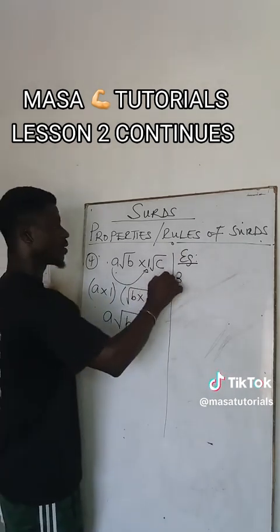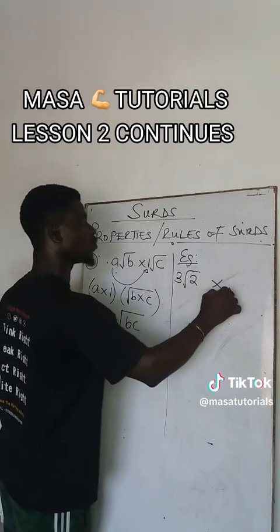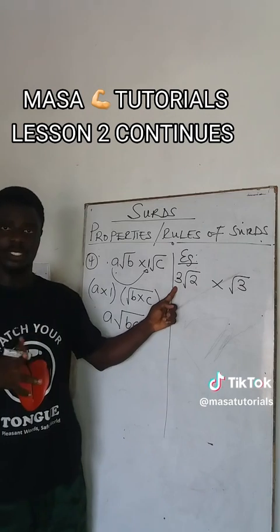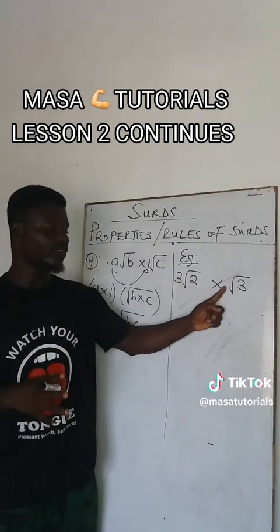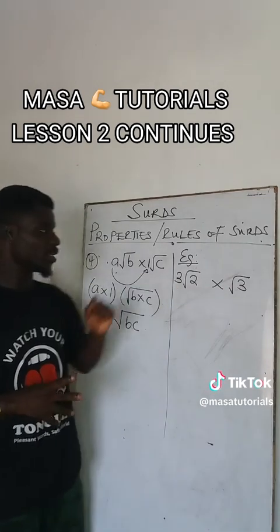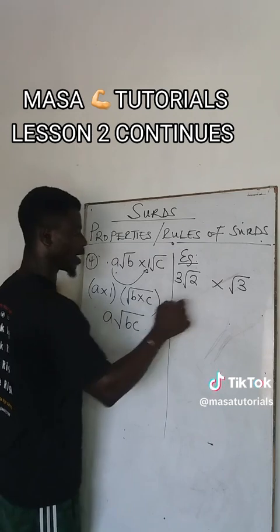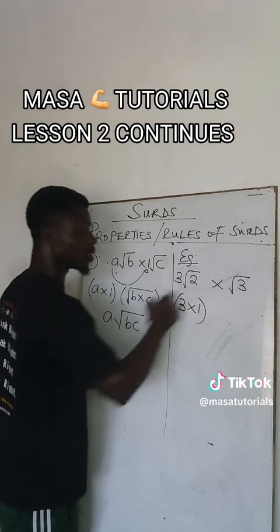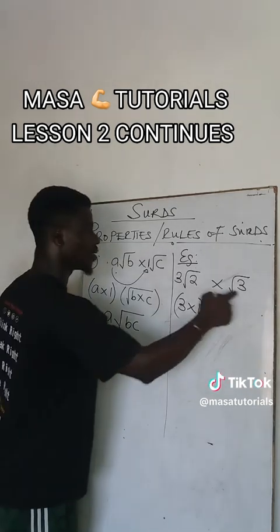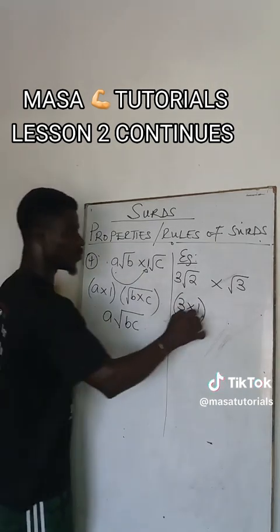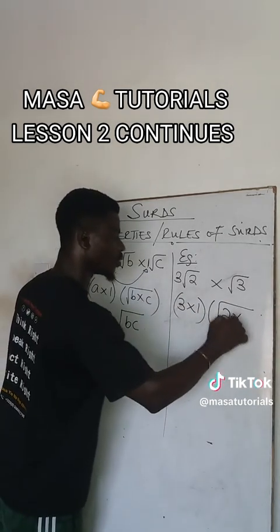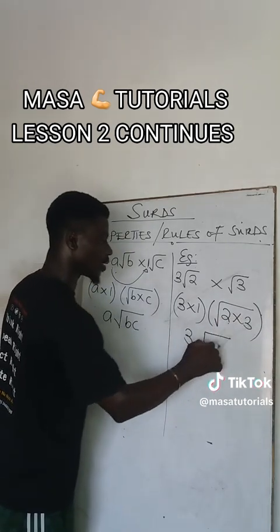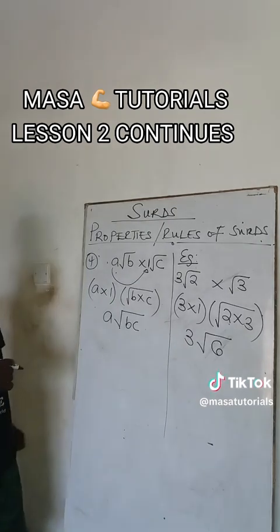Let's see an example here. If you have 3 square root of 2 times square root of 3, 3 is not inside the square root. We have an invisible number here, which is 1. It's not inside, so 3 will multiply 1. You get 3 times 1. Then these two multiply inside the square root, because they are both inside the square root. So we have square root of 2 times 3, which is 6. This is what we have.